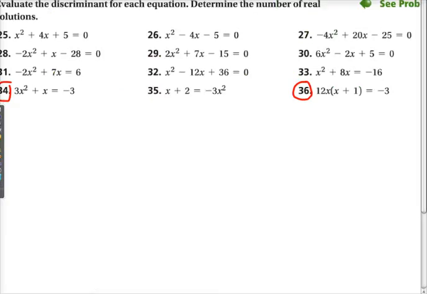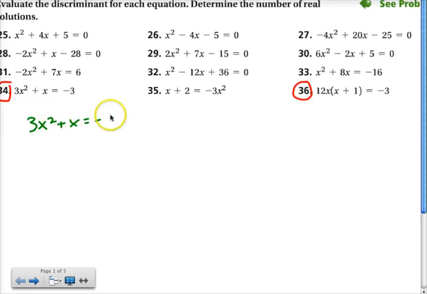These are the frequently asked questions for Algebra 2 for Section 4.7, Day 2. In number 34, we have 3x squared plus x equals negative 3. Just like when we use the quadratic formula, we have to have a 0 on one side. So it has to be in standard form when we go to solve it.